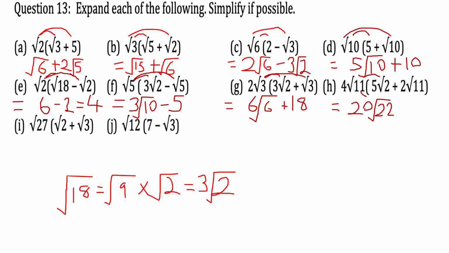Okay, 4 root 11 times 2 root 11, that's going to give us an integer as an answer. 4 times 2 is 8. Root 11 times root 11 simplifies to 11 because it goes to root 121, and 121 is a square number which simplifies to 11. So I have 8 times 11, which goes to 88.